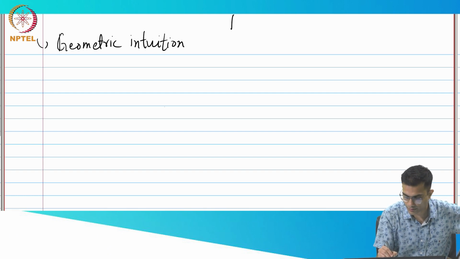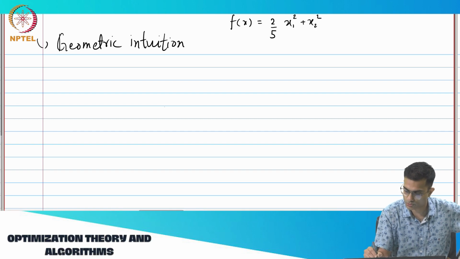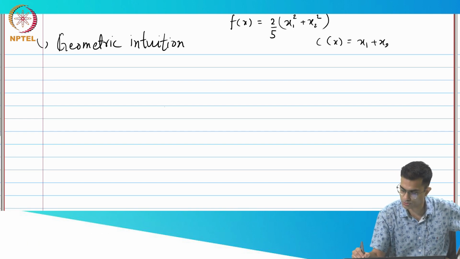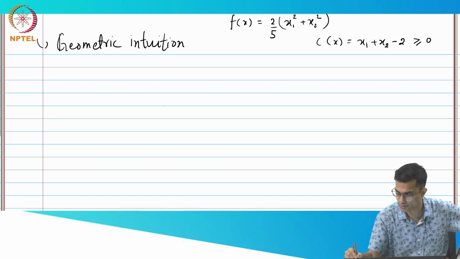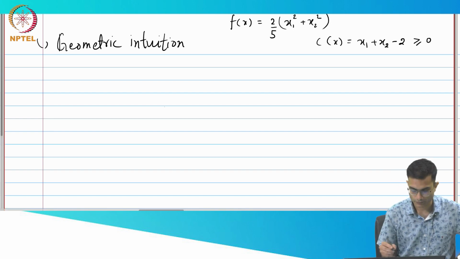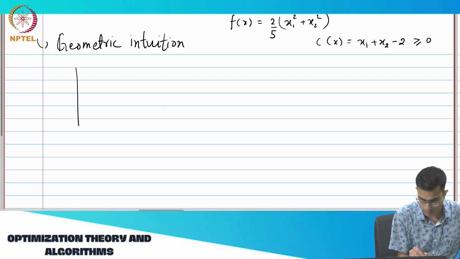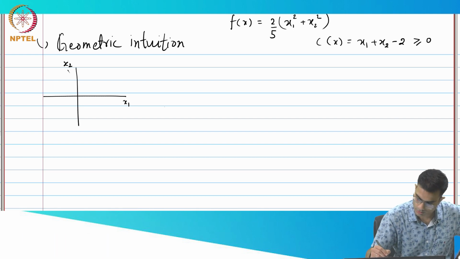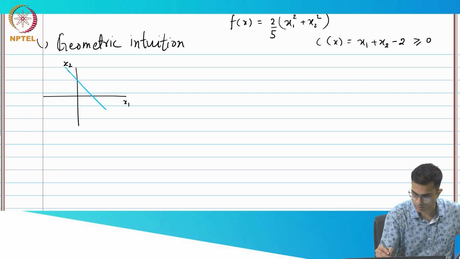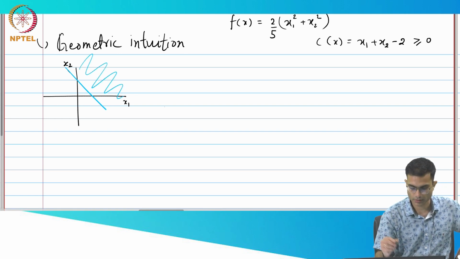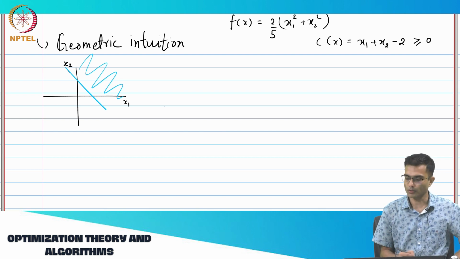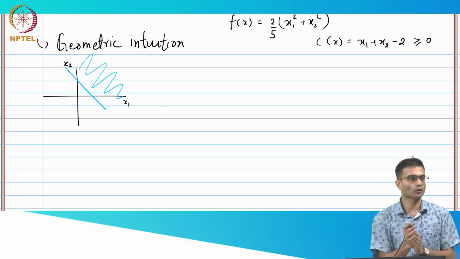So I have my f of x, just want to use the same problem, x1 squared plus x2 squared, and I had my c of x was x1 plus x2 minus 2, and I wanted this greater than or equal to 0. Okay, and this is my x1, this is my x2, right? So the feasible region over here was this. Everyone agrees, right?